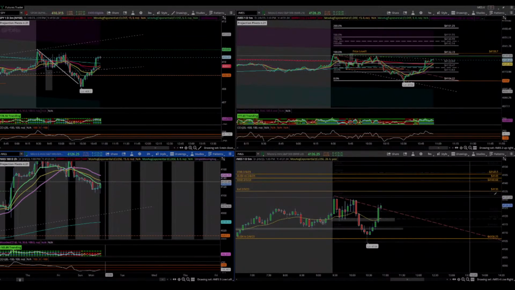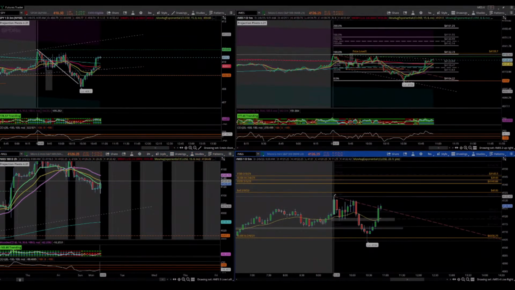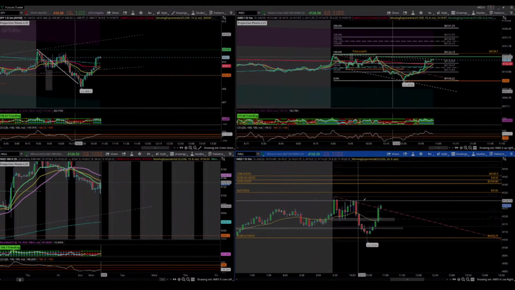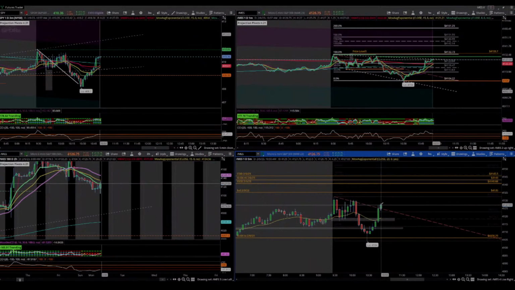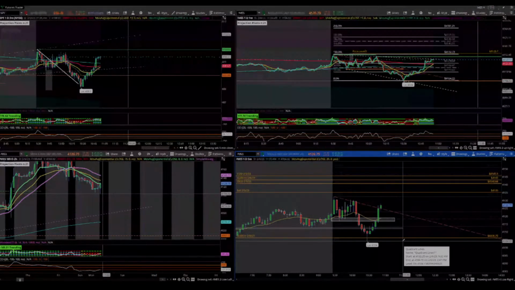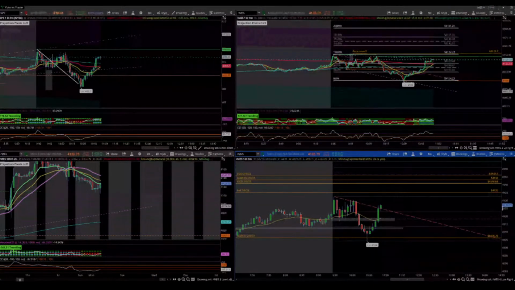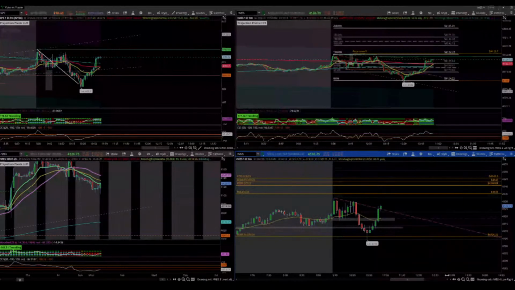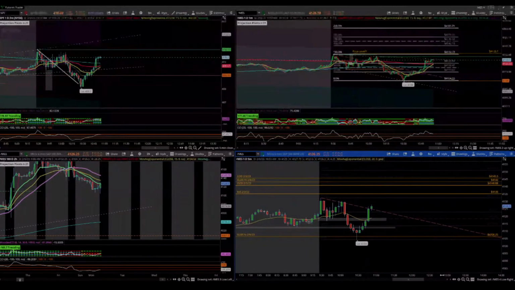Now, why am I saying that? Because I've seen this pattern before. High, lower high, lower high. Drop. How many times have we seen that, Jeremy? So this is a wait and see.